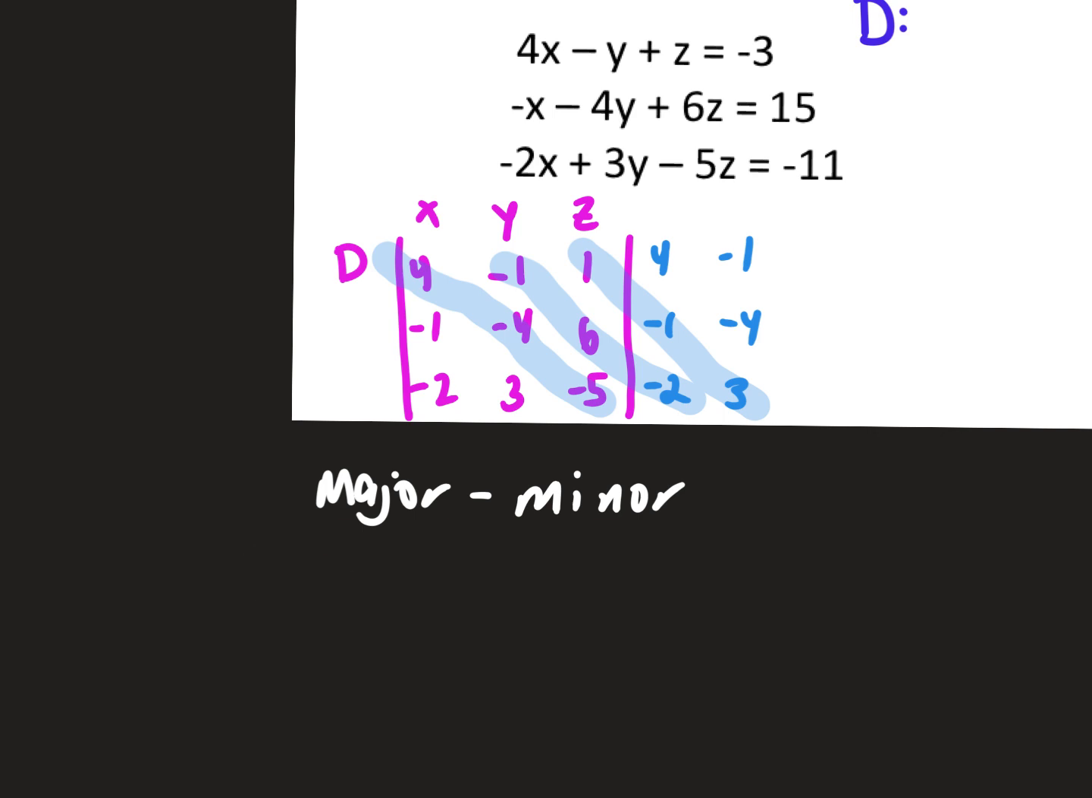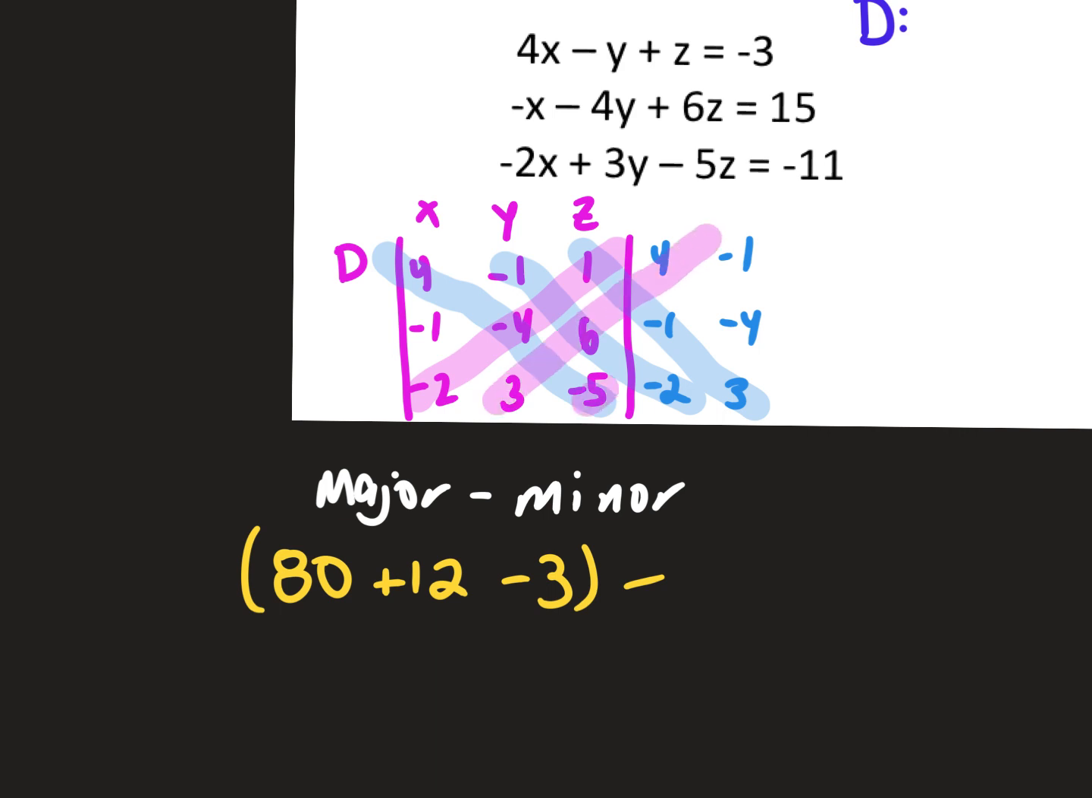Now I have -1 times 6 times -2. 12. Then I have 1 times -1 times 3. -3. Okay, great. Now I have my minors. They go in the other direction. 1, 2, 3. There should be 3 numbers in 3 rows. So -2 times -4 times 1. 8. 3 times 6 times 4. 4 times 3 times 6. 6 times 4 times 3.